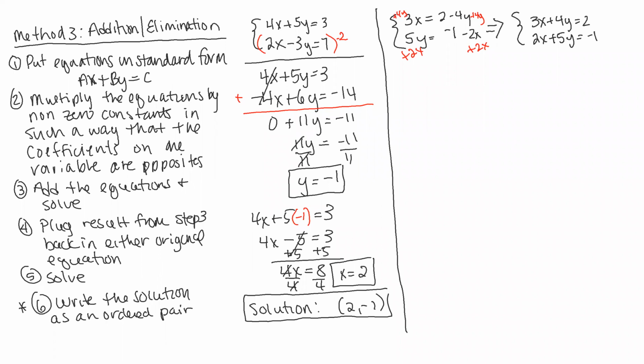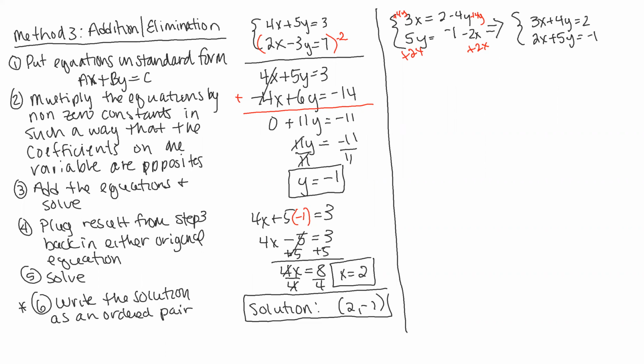So let's say that we want to get rid of the y's this time. If I look at the y's, I've got a coefficient of 4 and a coefficient of 5. I want to find the smallest number that 4 and 5 would divide into evenly. In this case, that would be 20. So I'm going to try to force the coefficients on y to be 20 and -20.